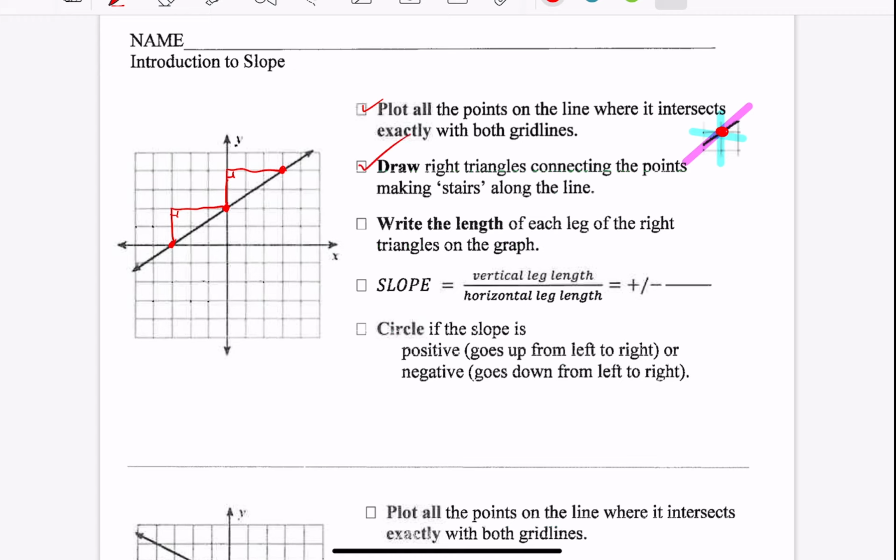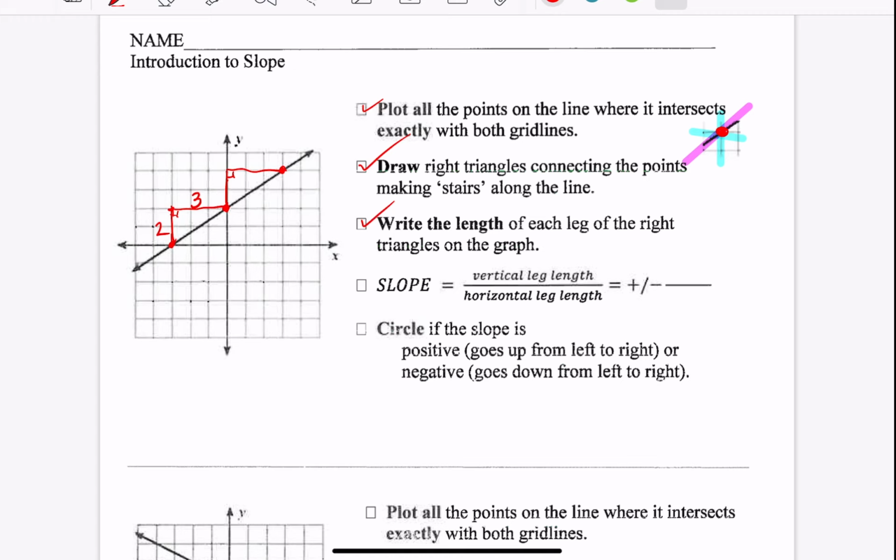Next, I need to get those leg lengths. So notice the length of each leg of the right triangles. And those are those vertical and horizontal lines that we just drew. Those are the legs. So for this, it's going to be the same for each. The vertical leg is 2. I go from here to here, that's 2. And then when I go from here over to here, it's 3. So I have a vertical of 2, a horizontal of 3. So I wrote the leg lengths.